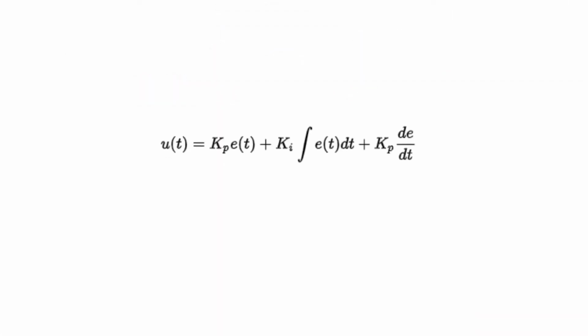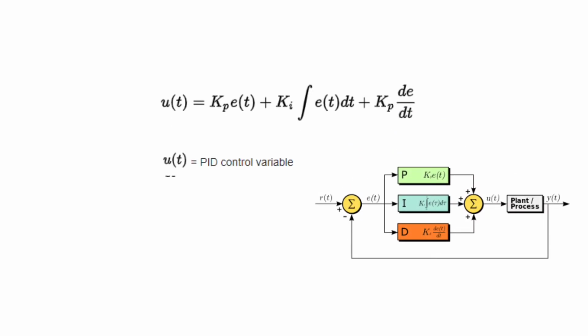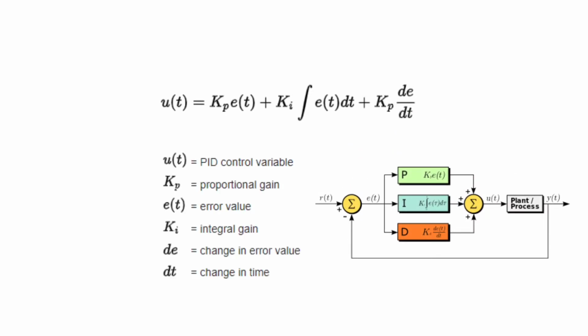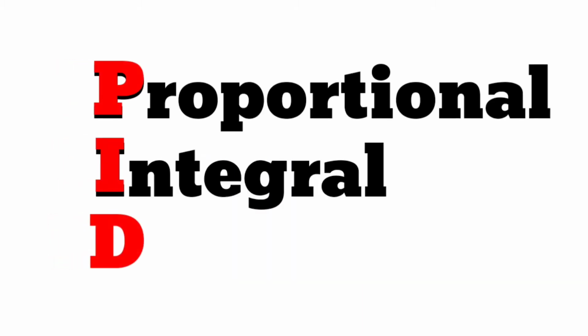The mathematical derivation of the algorithm looks like this. It may look complicated at first, but once you understand how this works, implementing it gets much easier. PID controller stands for proportional, integral, and derivative controller. And its main purpose is to optimize the error.